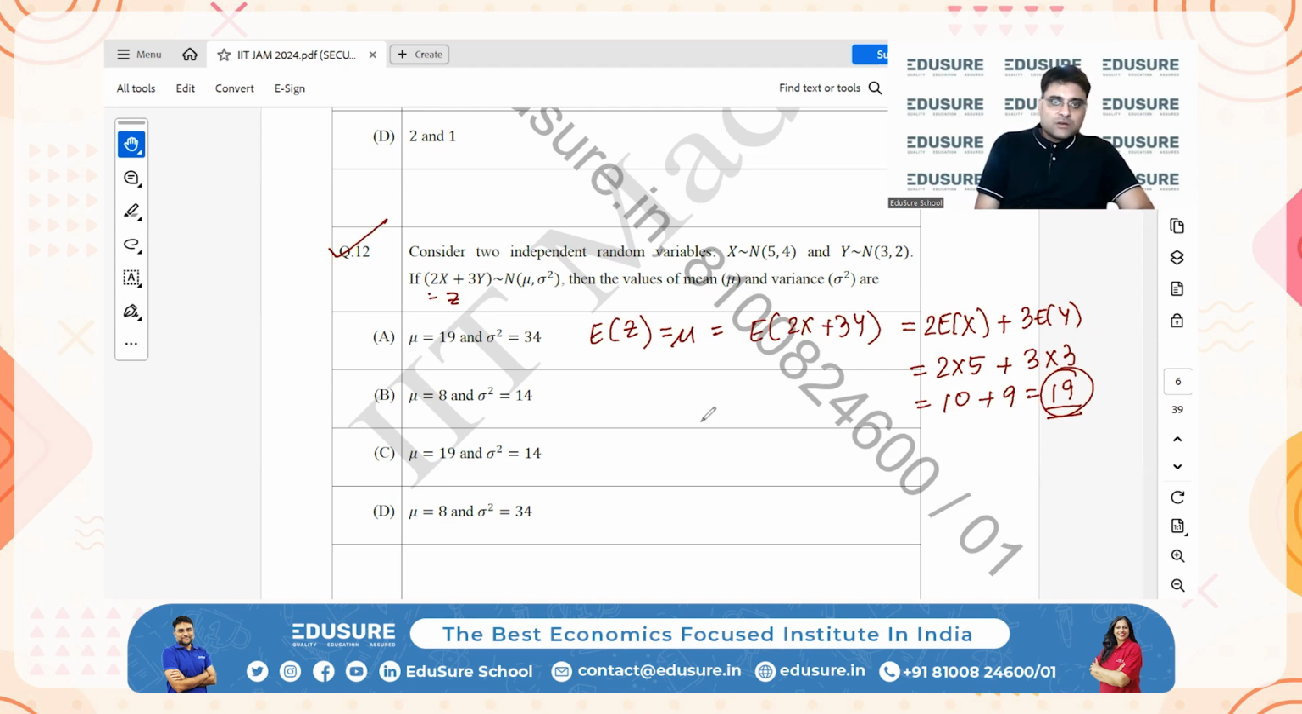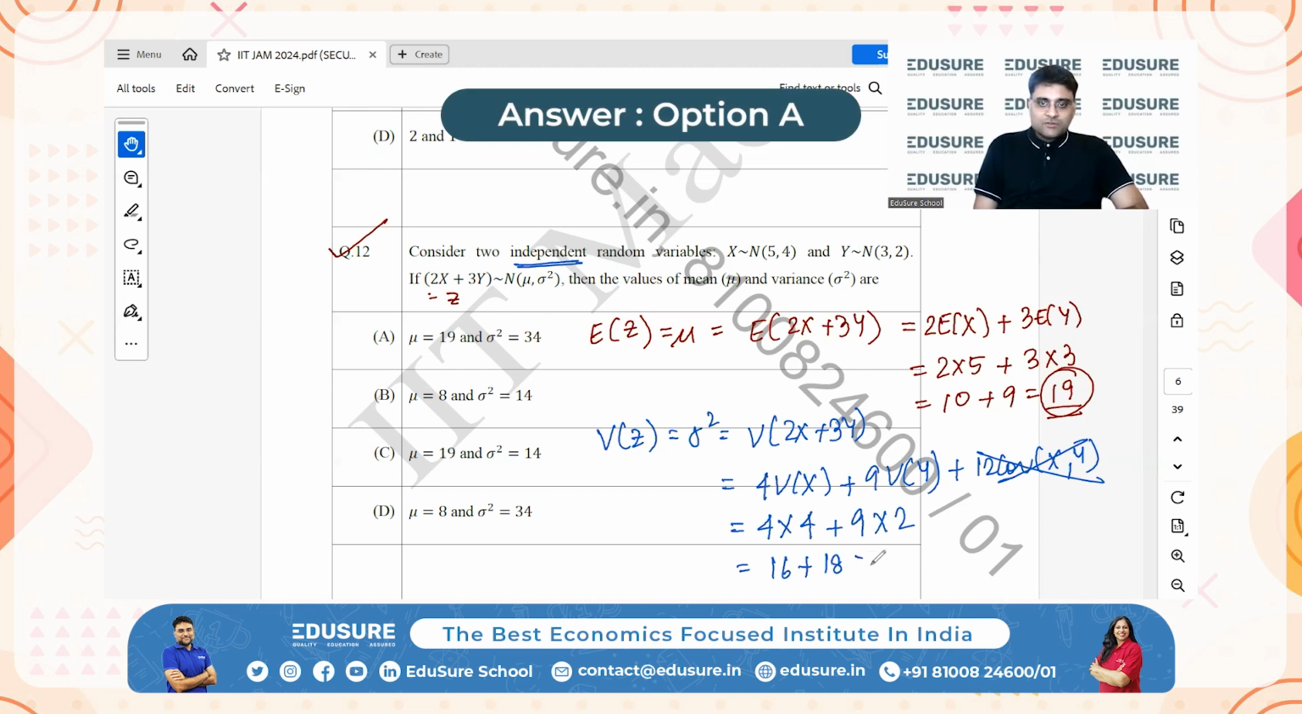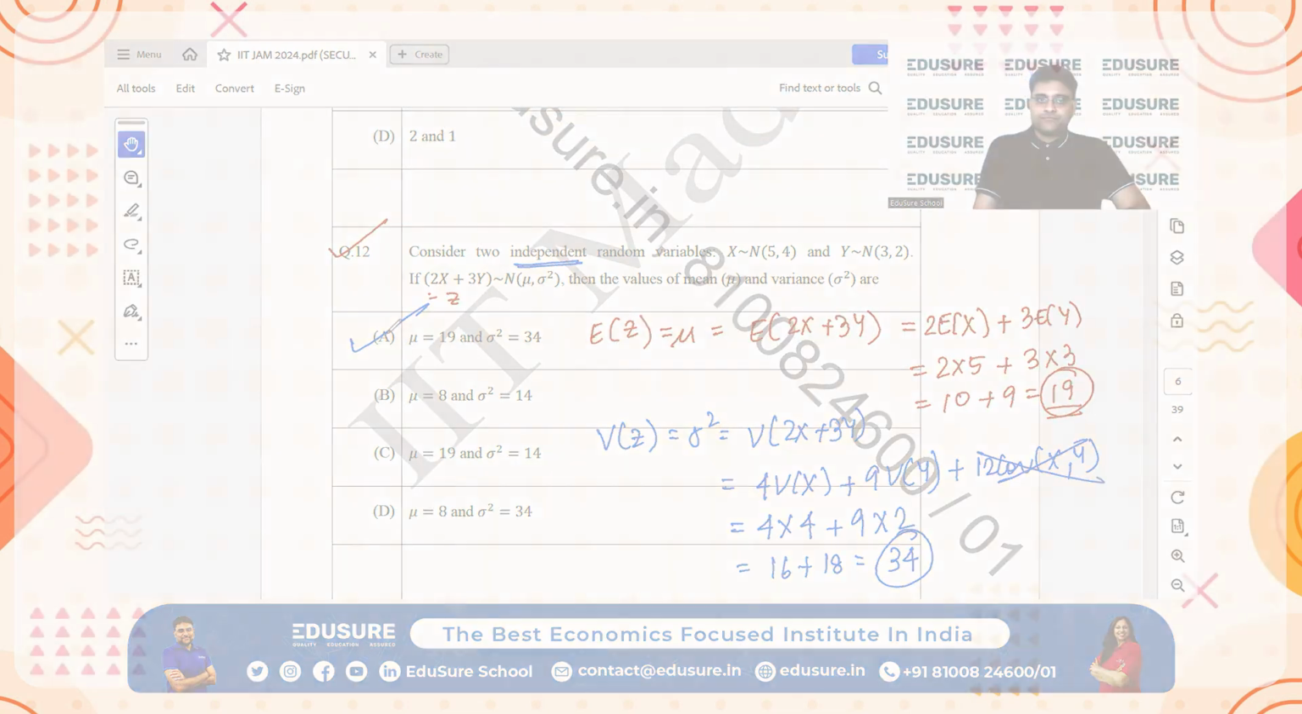What about the variance? Variance of z, which is sigma square, variance of 2x plus 3y is 4 variance x plus 9 variance y plus 2 into 6 covariance xy. Now they are independent, so no question of covariance. 4 into variance x is 4, 9 into variance y, which is 2. So 16 plus 18, which is equal to 34. That is my answer. A.